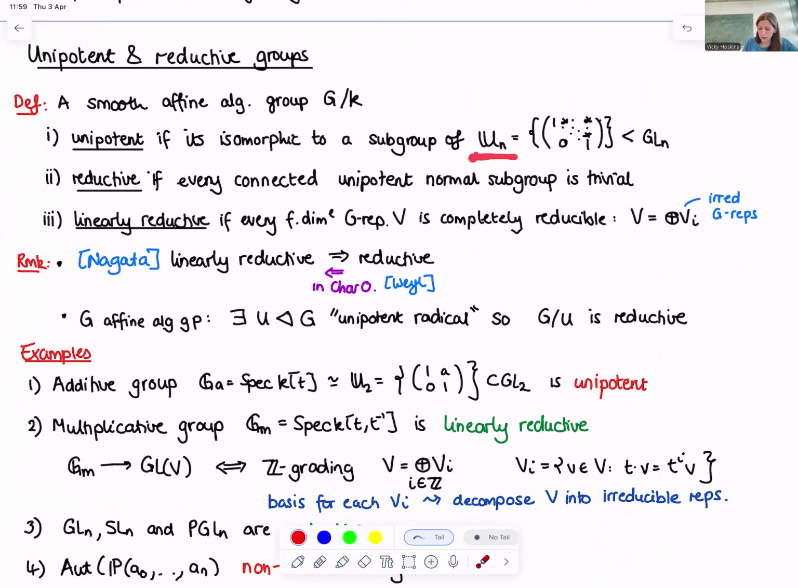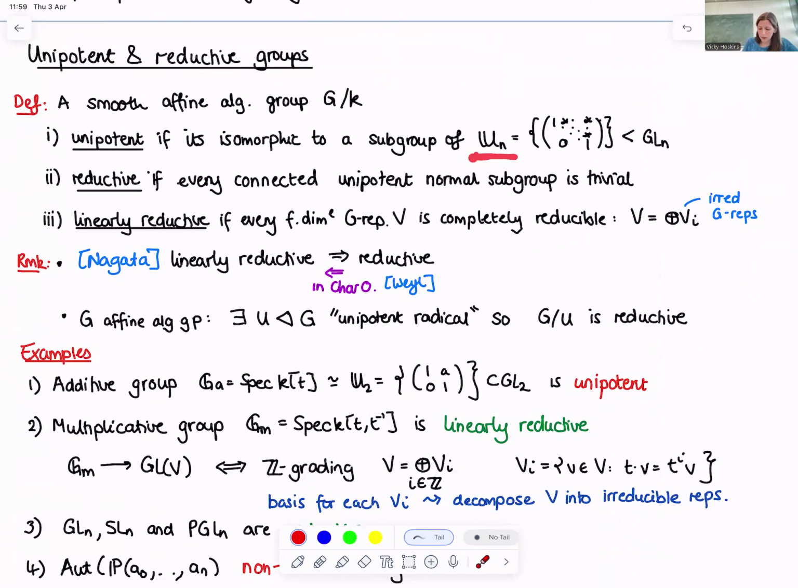And the other definition that came up is this notion of linearly reductive, which says that whenever you take a representation of G, so V is a finite vector space with a linear action of G, then it's completely reducible, which means that I can decompose V into irreducible G representations. So in general, that's not possible, but for certain groups it is. And in fact, linearly reductive implies reductive, and the converse is true in characteristic zero. So if you're only interested in characteristic zero, then you can forget about the difference between these two.